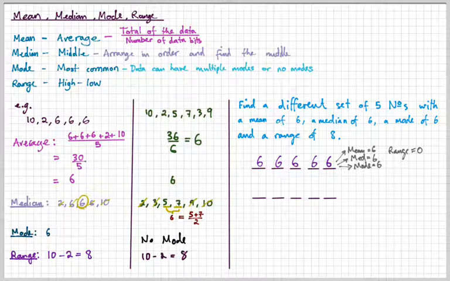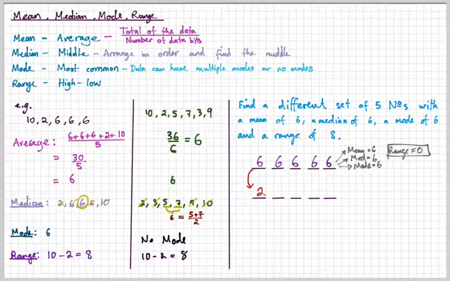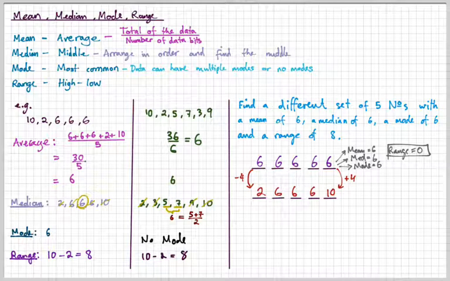Okay, so we could change certain things. What we could do is we could say, to get a range of 8, we might subtract 4 from the smallest number and add 4 to the biggest number. What's interesting is that this doesn't change the total. The total is still 30. 2 plus 6 plus 6 plus 6 plus 10. And that's because we've subtracted 4 and added 4 to the set of numbers. So we haven't changed the total. The middle number is still 6 and the mode is still 6. This is the same as the first list. So we haven't found a different set yet. But this would be one way to find a set.